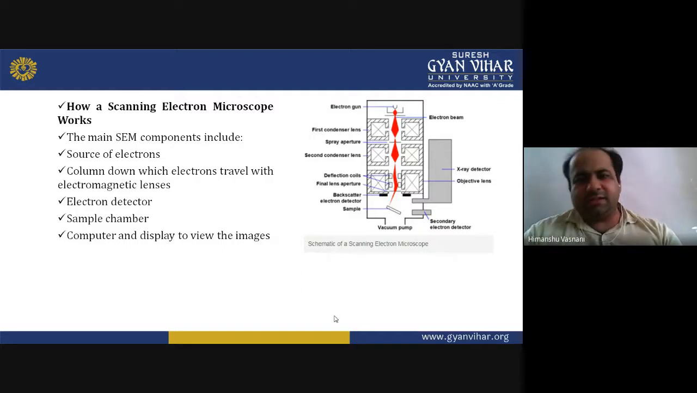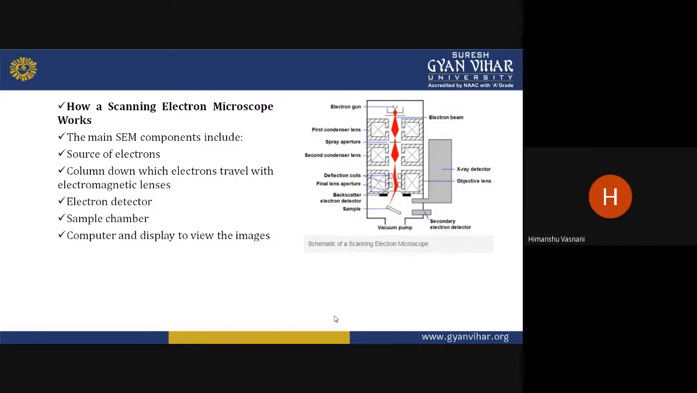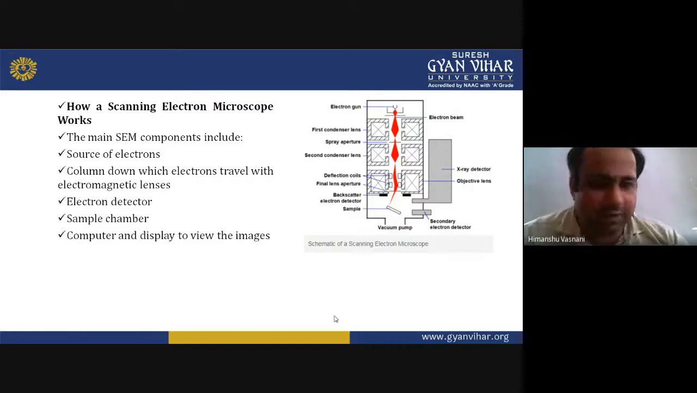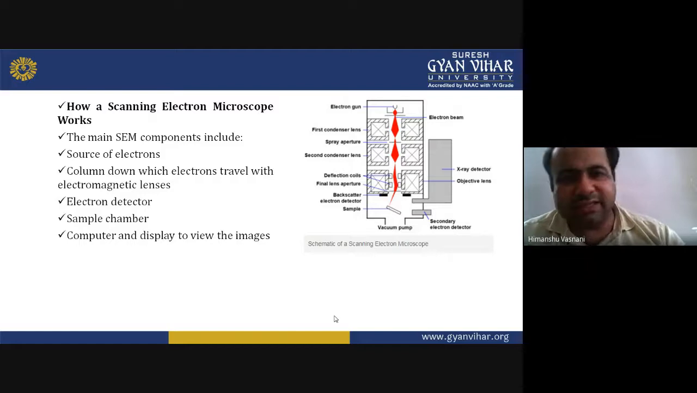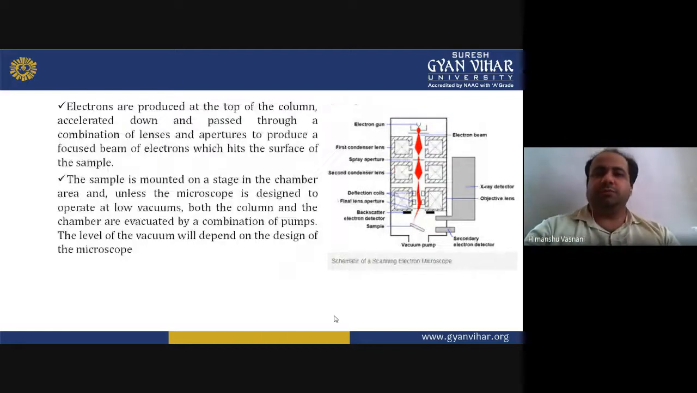This is just the general arrangement of a scanning electron microscope. The main components include the source of electrons, the column down which electrons travel with electromagnetic lenses, the electron detector, a sample chamber, and a computer and display to view the images.